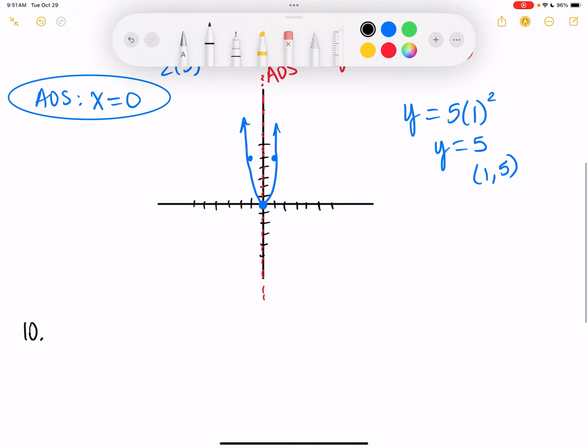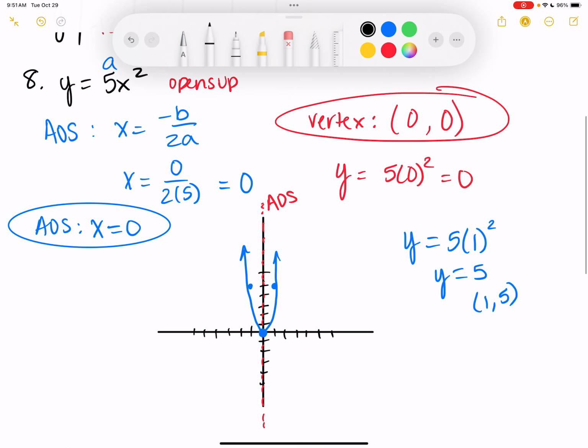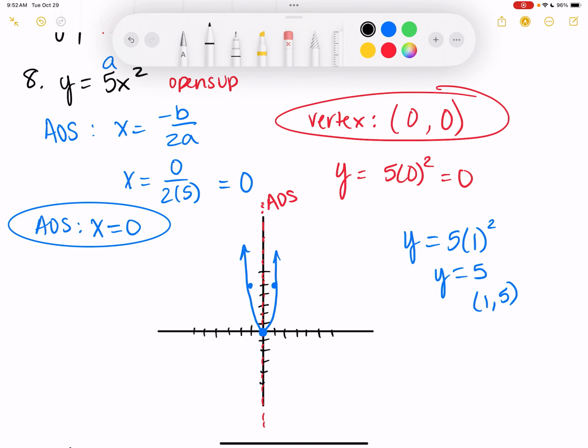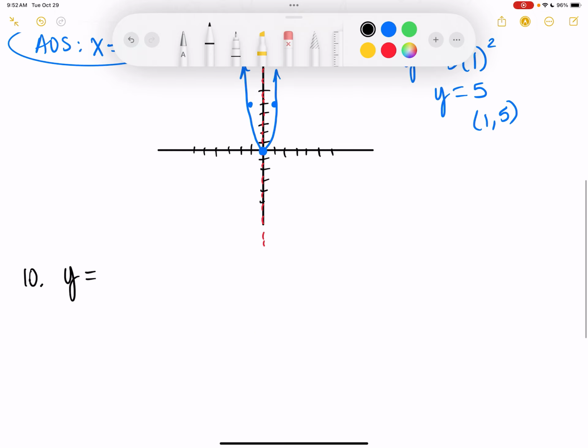Wait, if the axis of symmetry is negative, or if your vertex is negative? If the number in front of the x squared is negative. So y equals negative x squared. What is this one going to do? It's going to open down.